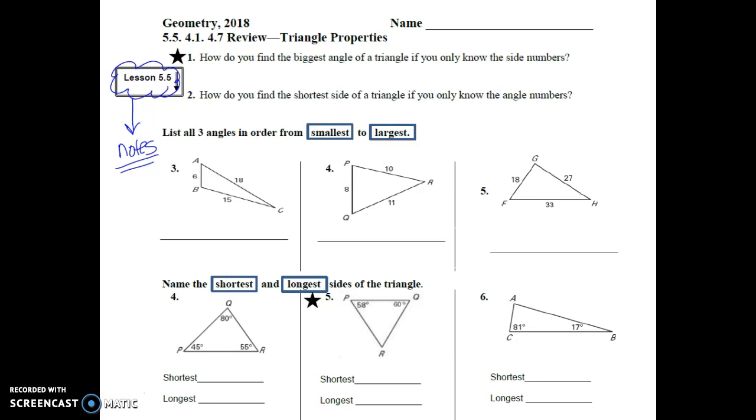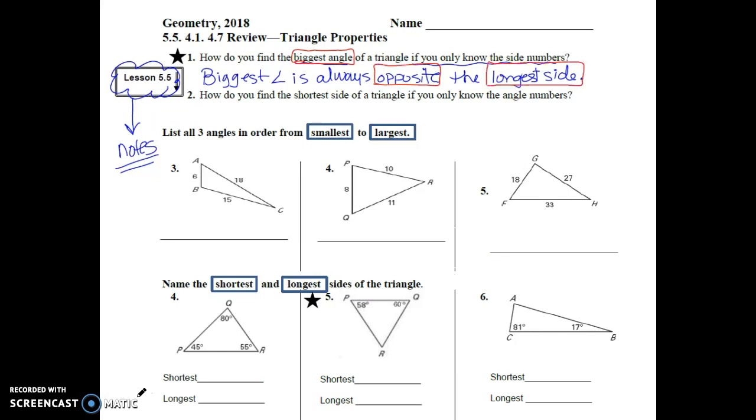The first couple questions, I want to make sure that you understand. The question says, number 1, how do you find the biggest angle of a triangle if you only know the side numbers? And what I want you to remember is that the biggest angle is always opposite the longest side. Remember, the biggest angle is opposite the longest side.